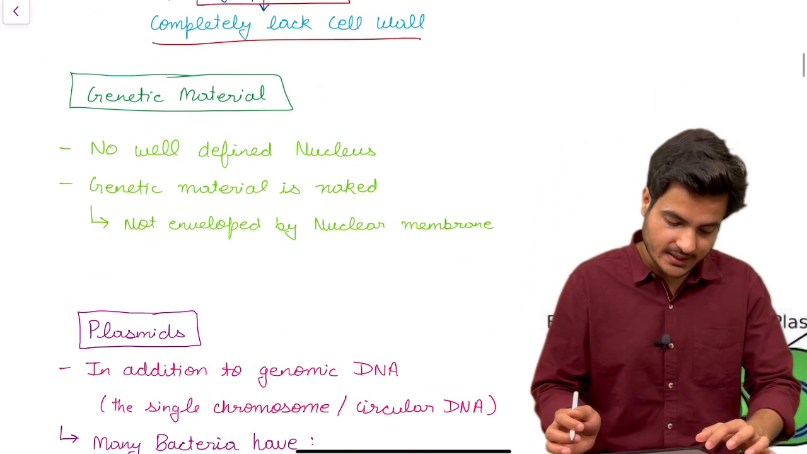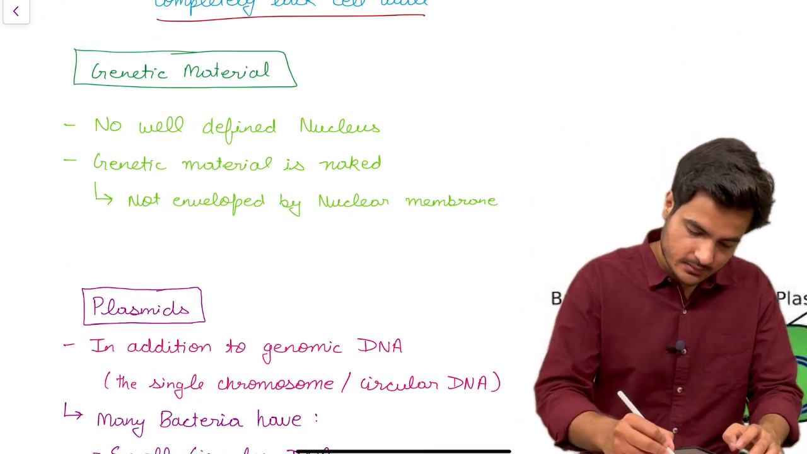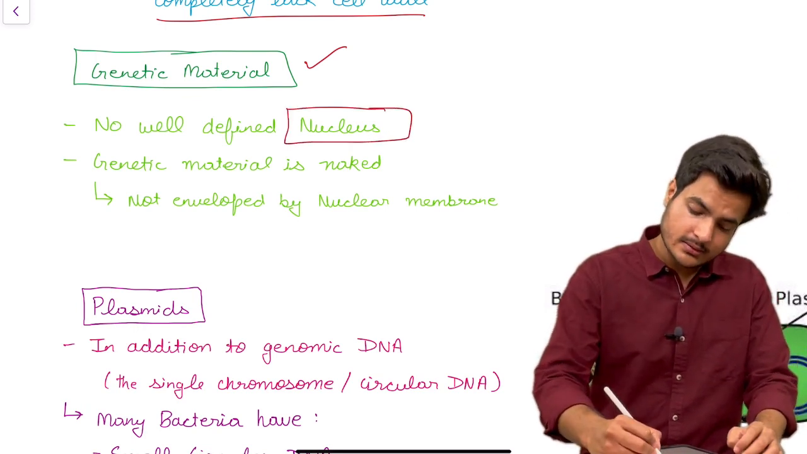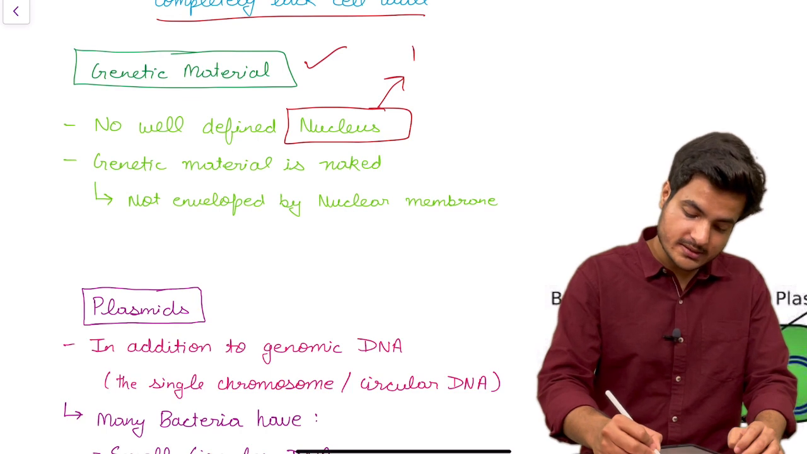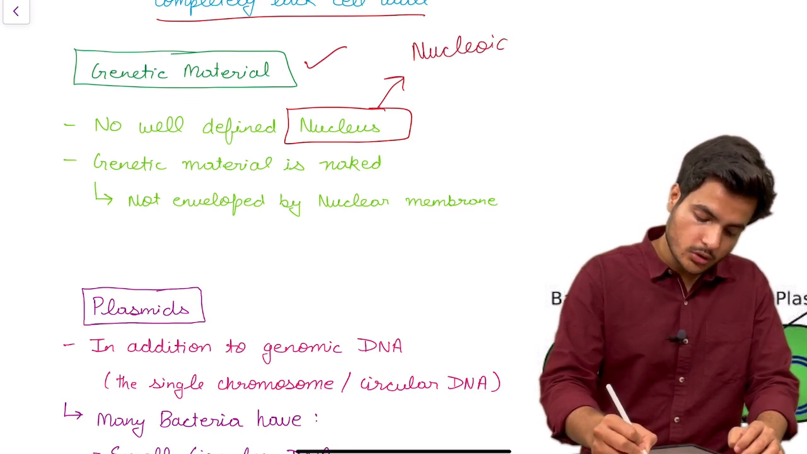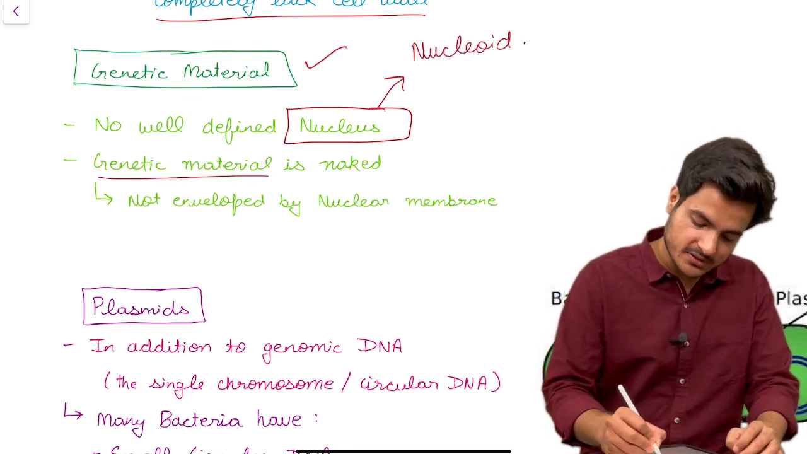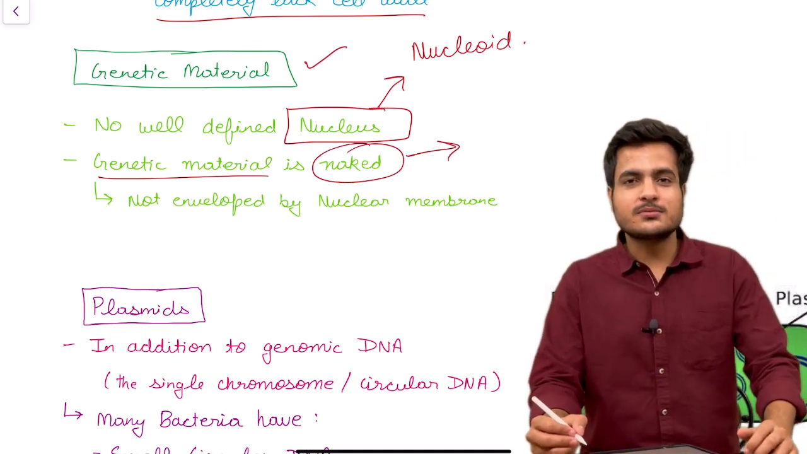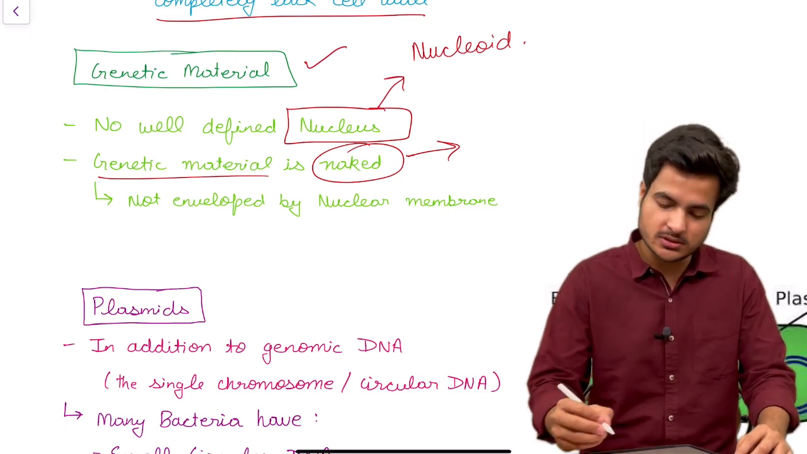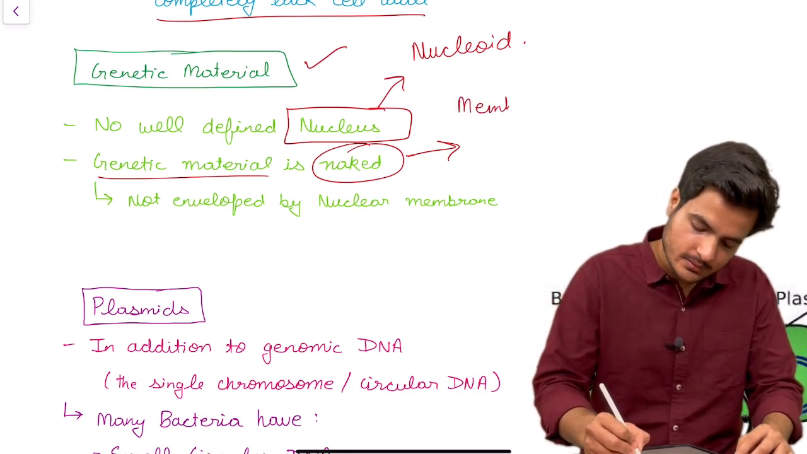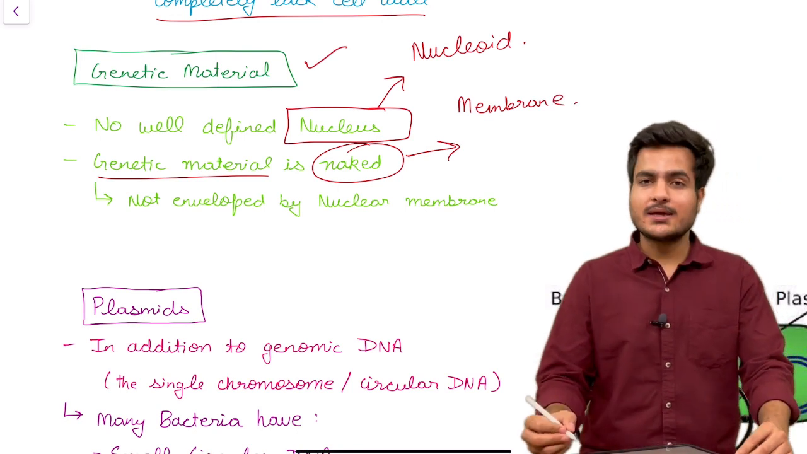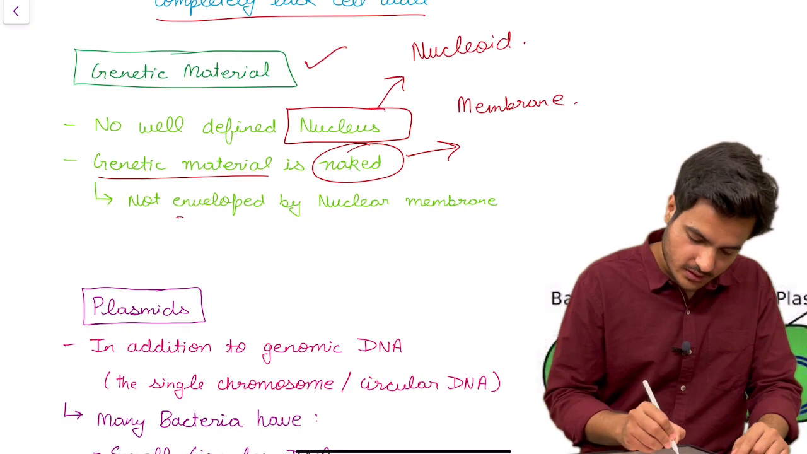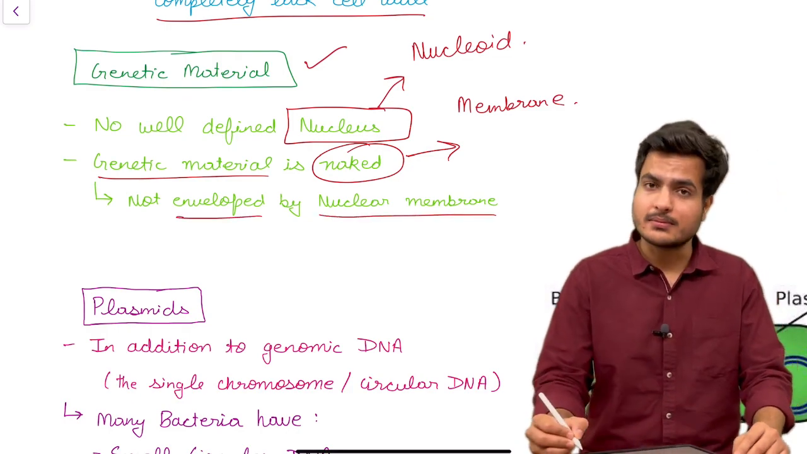Now let's talk about the genetic material present inside prokaryotes. They do not have a well-defined nucleus, and in place of a nucleus, they have a nucleoid. Nucleoid contains the genetic material which is naked. Naked does not mean it does not wear clothes. In terms of cellular biology, naked means not covered by a membrane. So the genetic material is naked in prokaryotes, which is not enveloped by a nuclear membrane.